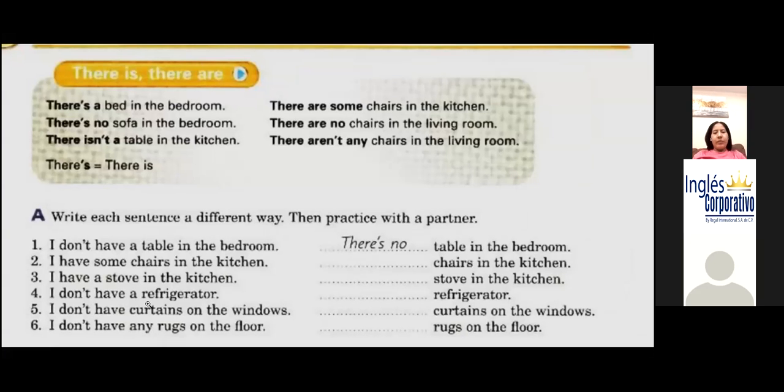Afirmativo también. Tiene que ser... I don't have a table in the bedroom. Yo no tengo una mesa en el dormitorio, ¿verdad? Yo no tengo una mesa. There are chairs. There are. Y esa sería en la tercera. En la segunda. En la segunda. Kitchen. Luego en la tercera dice.